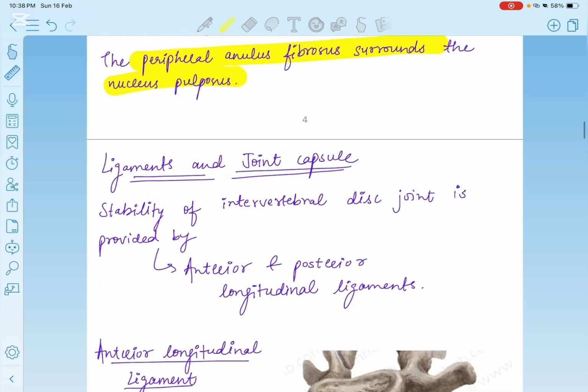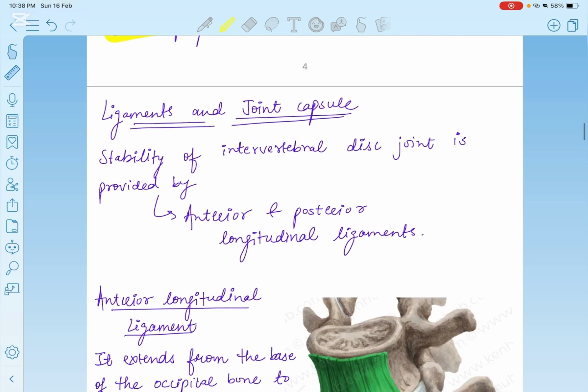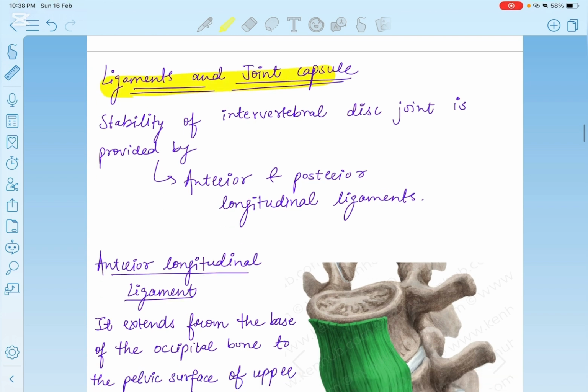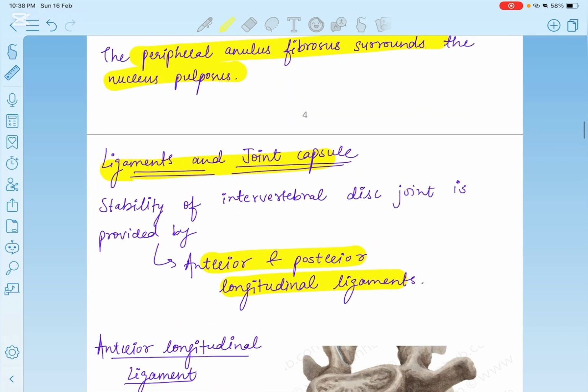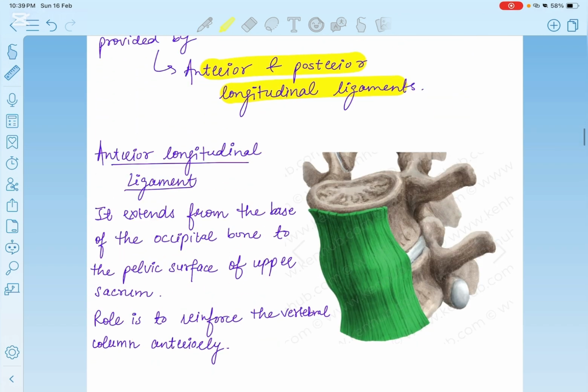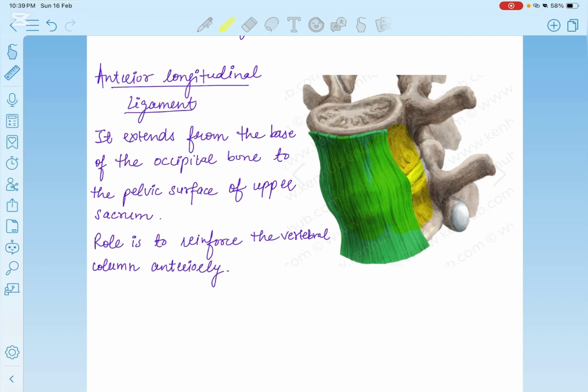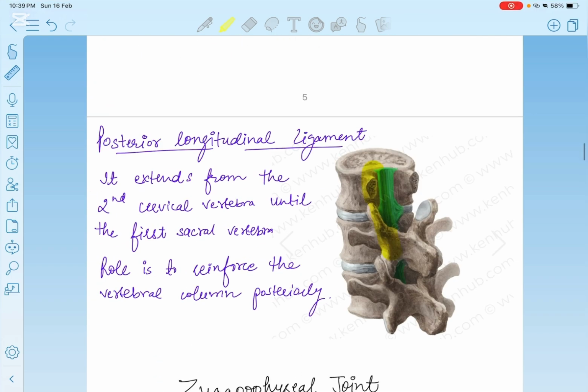Now, the joints, the ligament and the joint capsule. The stability of the intervertebral disc is provided by the anterior and posterior longitudinal ligaments. So there are two types of ligaments in the case of intervertebral disc joints: the anterior and posterior longitudinal ligament. This is the anterior one, and here is the posterior one.